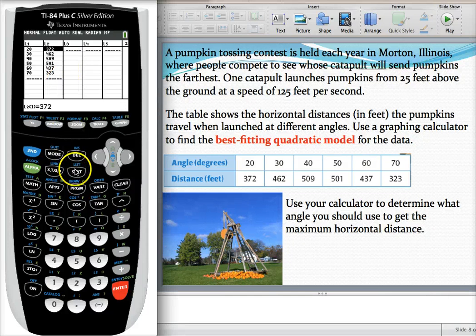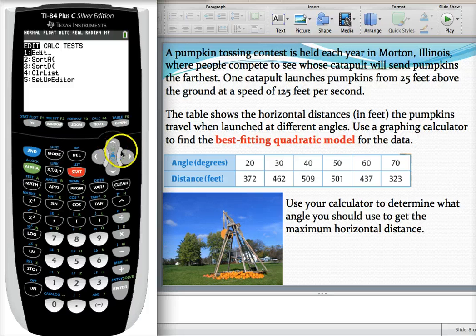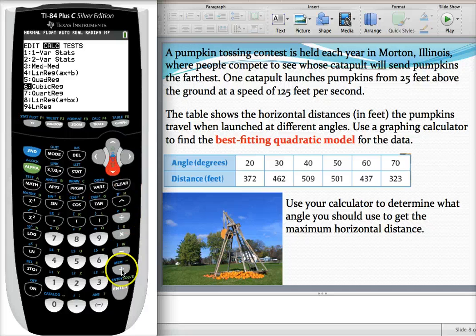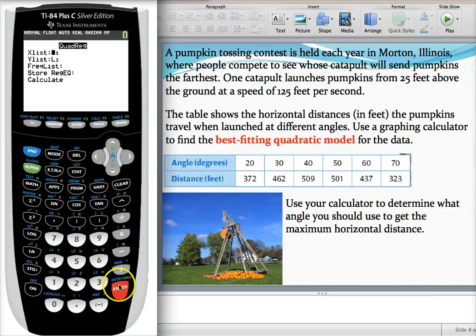So let's go to stat and then calculate. And like we did in the other video where we were writing a quadratic model, let's select option 5, the quadratic regression. So that'll be the parabola that best fits this data. Select QuadReg, option 5, and then press enter a couple times to get down to calculate if you have this screen pop up. And we'll see some really nasty decimals, but there's going to be our quadratic model.